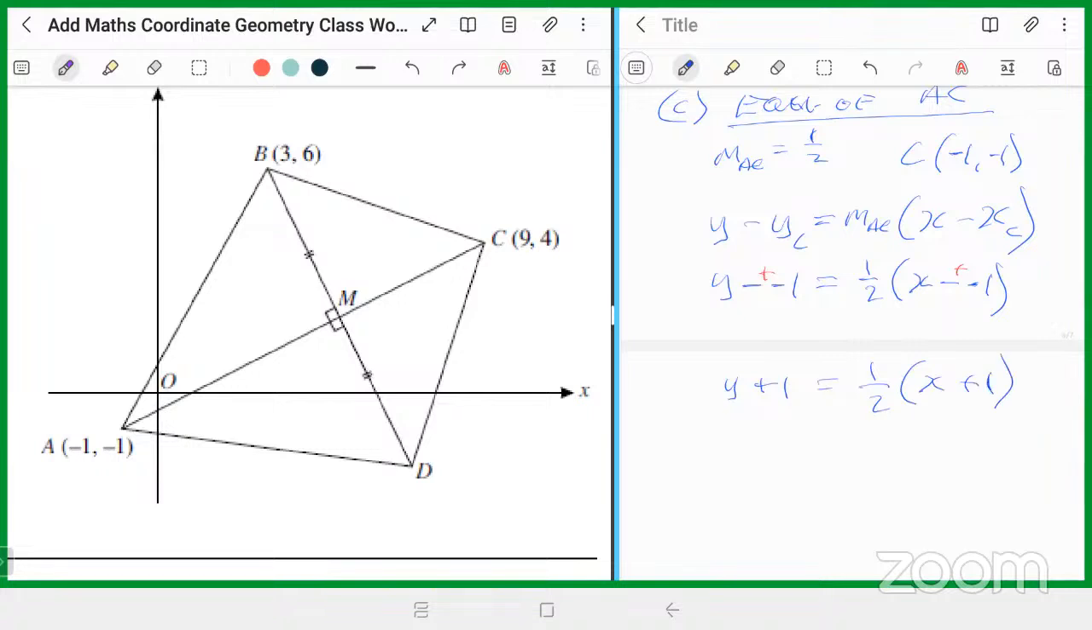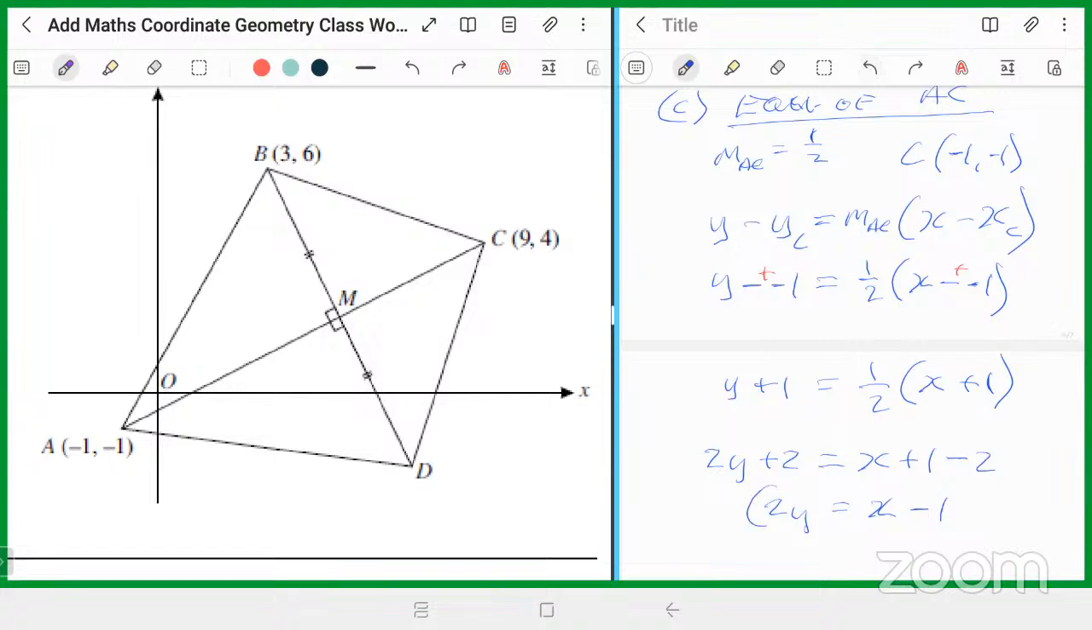All right. And what I can do, I can take this 2 and multiply it across by these two values. Since this is a fraction gradient, multiply the denominator across over this side. So it's 2 times Y and 2 times 1. So it's 2Y plus 2 equals X plus 1. I'm going to take this 2 and subtract it. So I'm going to get 2Y equals X minus 1, because 1 minus 2 is -1.